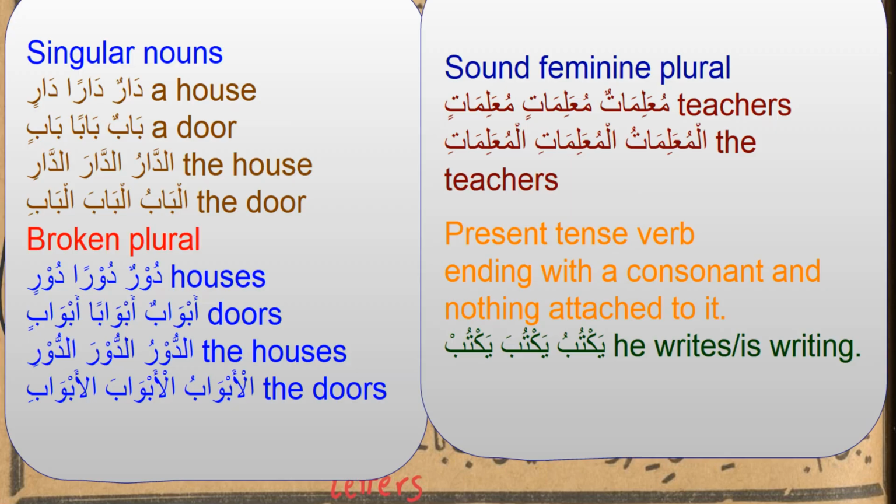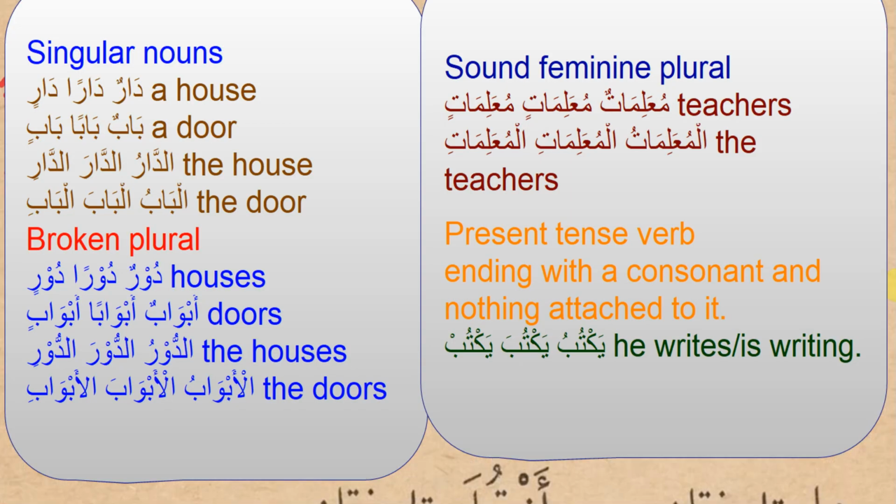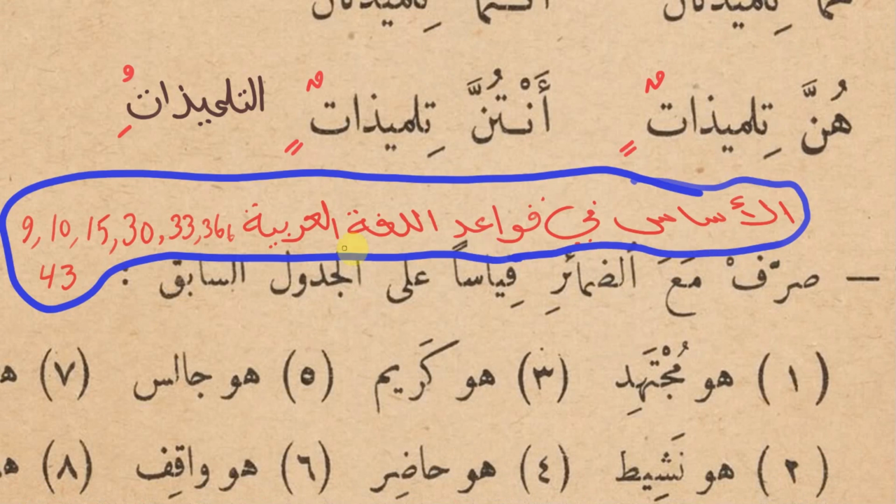So now, just to get a review, we will look at this. Here is the book الأساس في قواعد اللغة العربية. You have the link for it in the description. These are the pages I'm using in it. So 9, 10, 15, 30, 33, 36, and 43. So these pages that I will scroll through are in this book.